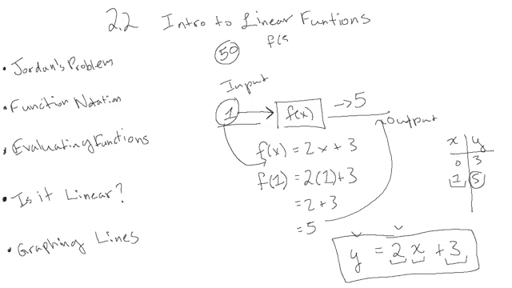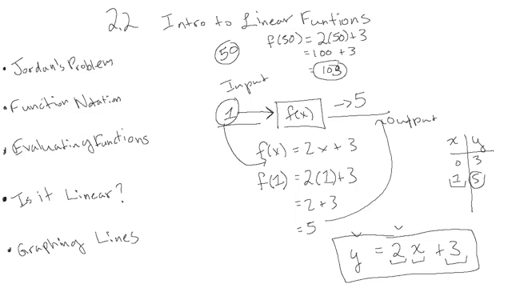f of 50 equals 2 times 50 plus 3. Y'all following me so far? So then that gives you 2 times 50 is 100 plus 3, or like we said it would be 103. So our output is 103. Does that make sense? All right.